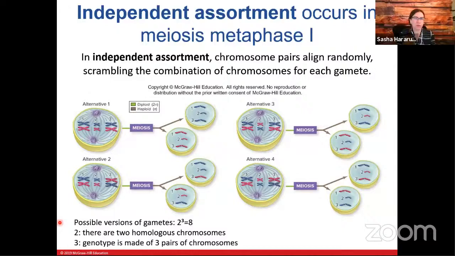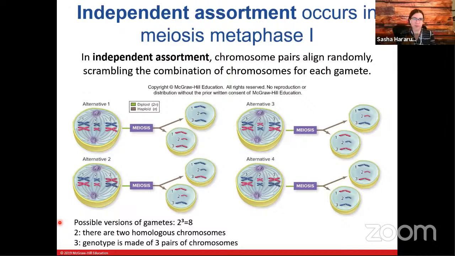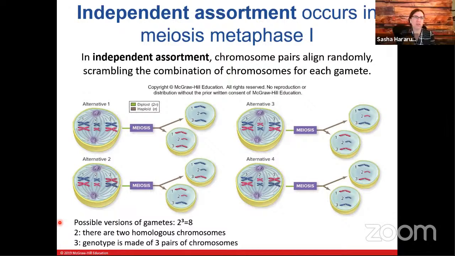Any other questions? So both independent assortment and crossing over are ways that genetic diversity is achieved. That's exactly right. Okay. And there is a third way, but I didn't get to it yet. So there are 3 ways the genetic diversity is generated.